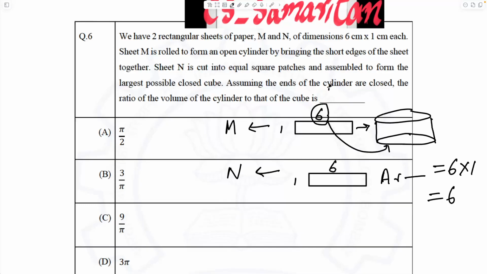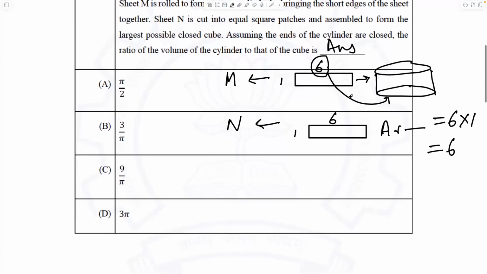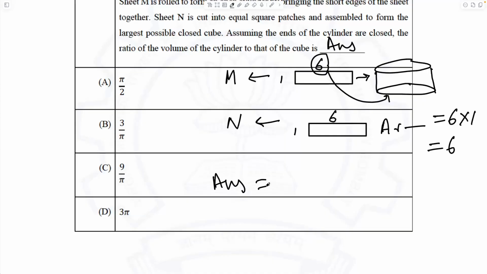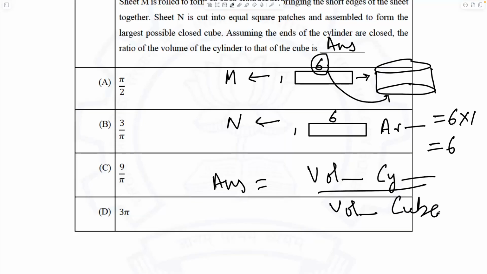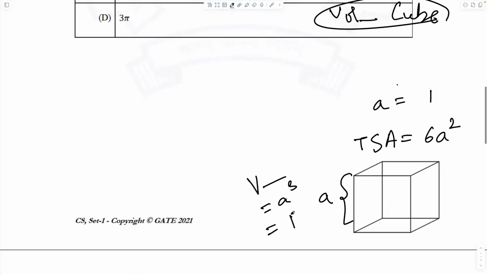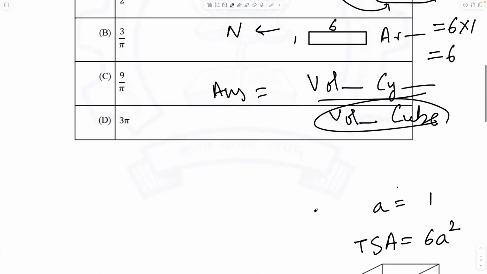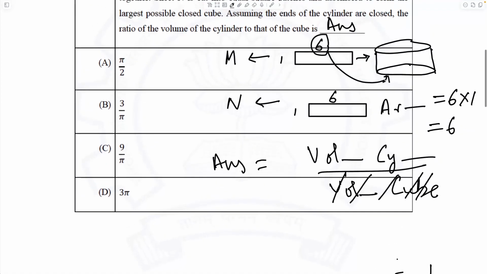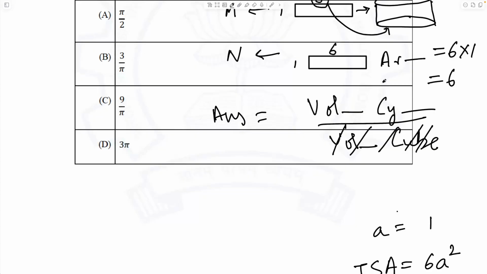So if the answer is represented by A, the answer that they are looking for is basically equal to volume of your cylinder by volume of your cube, right? Volume of cube we know is basically equal to a cube, that is basically equal to 1, right? So we can directly cut this denominator because anything divided by 1 is that thing only, right? So we just need to find the volume of the cylinder. What is the formula for volume of the cylinder? It is basically equal to pi r square h.